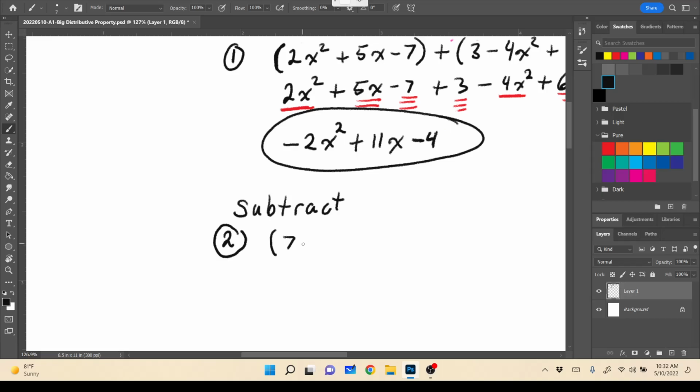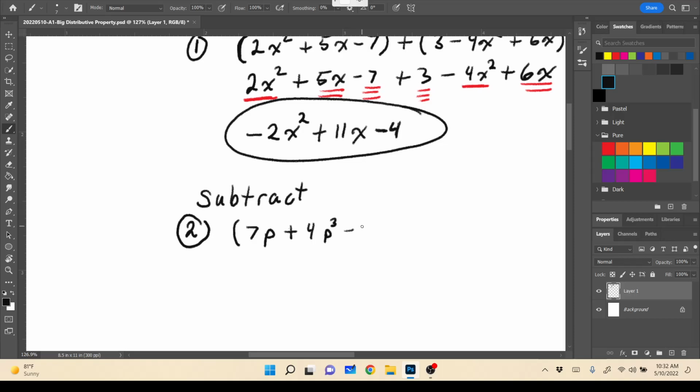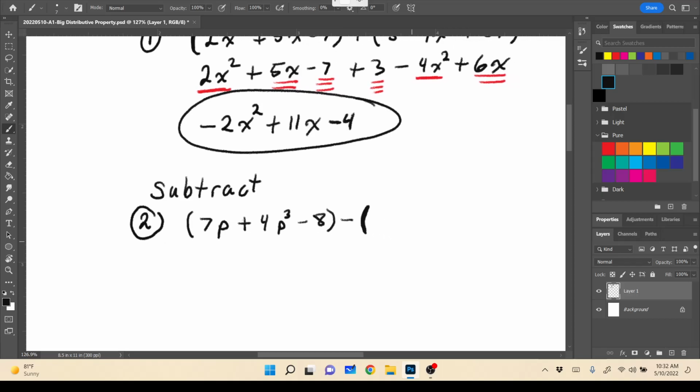7P plus 4P cubed minus 8, minus 3P squared plus 2 minus 9P. So we have to get rid of the parentheses first, right?